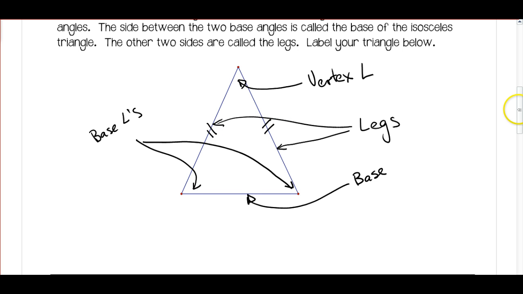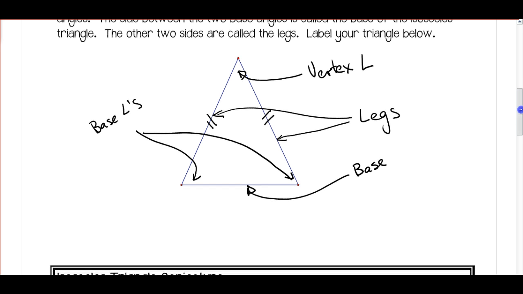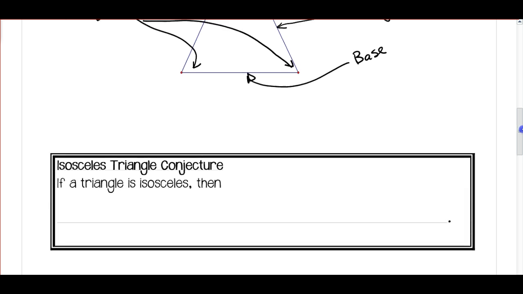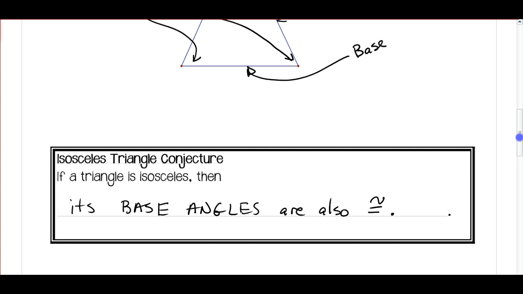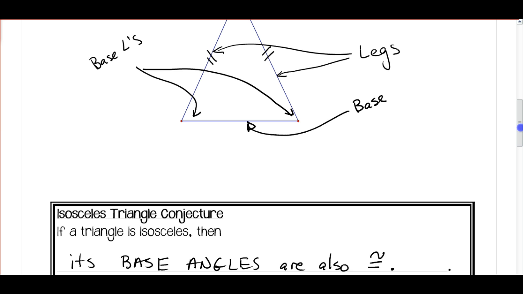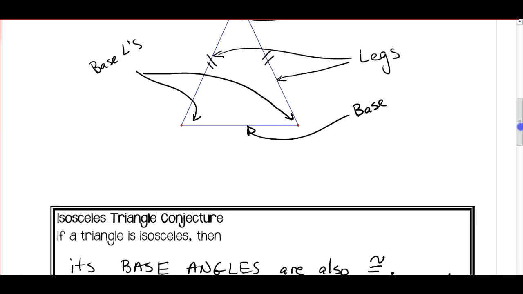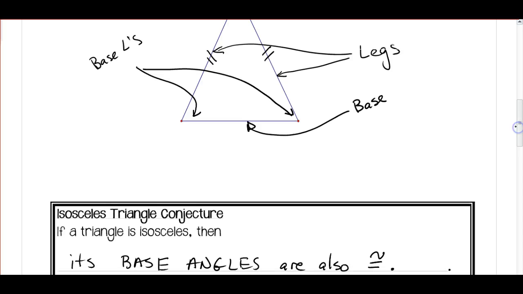If we constructed a whole bunch of isosceles triangles and measured the base angles, we would come up with the isosceles triangle conjecture, which says if a triangle is isosceles, then its base angles are also congruent. So if it's isosceles, look for those tick marks, look for any other information that would indicate that it's isosceles. If the legs are congruent, the base angles will also be congruent.